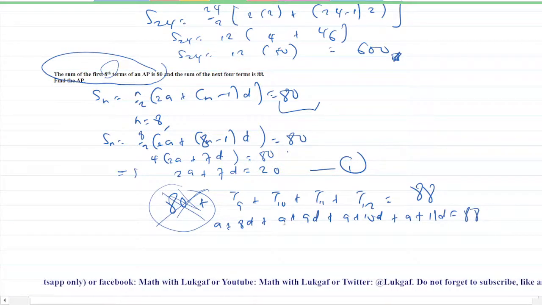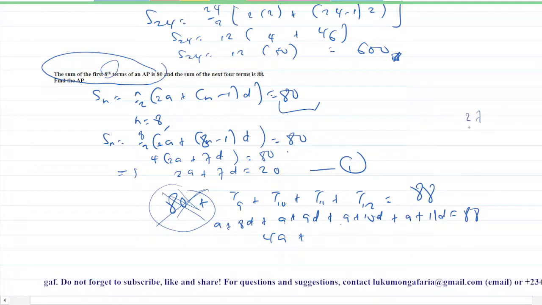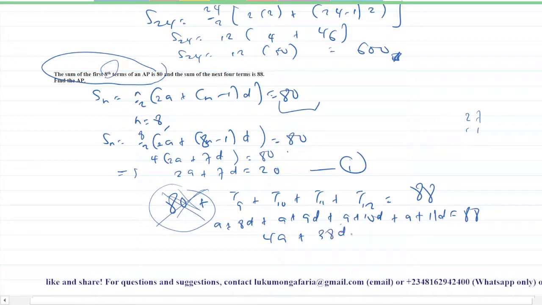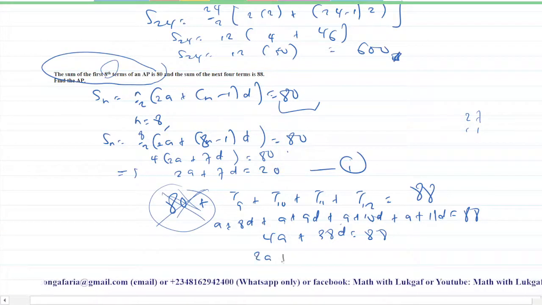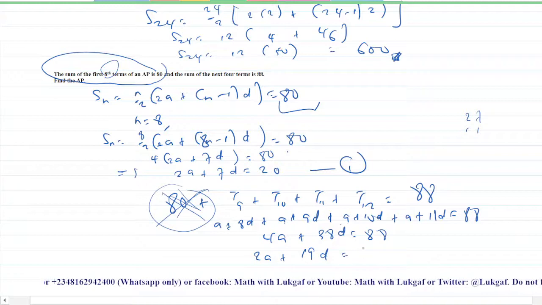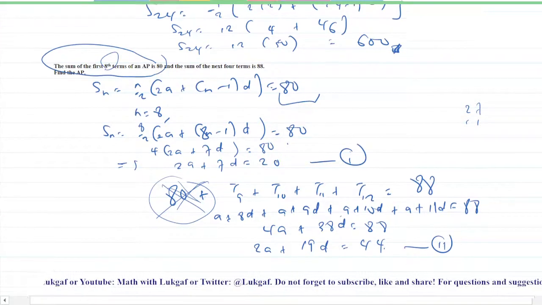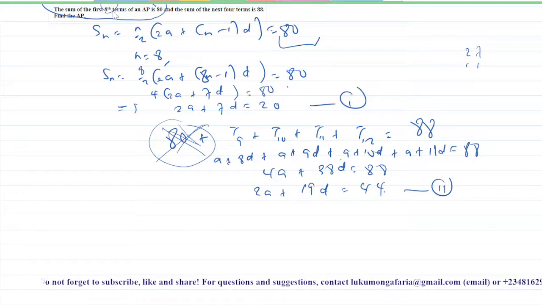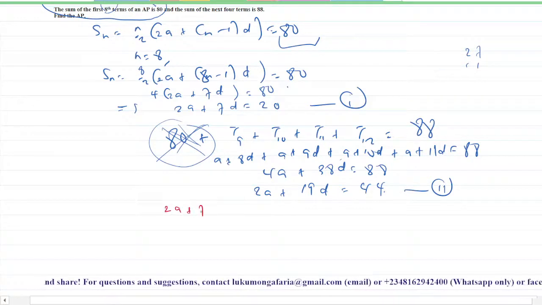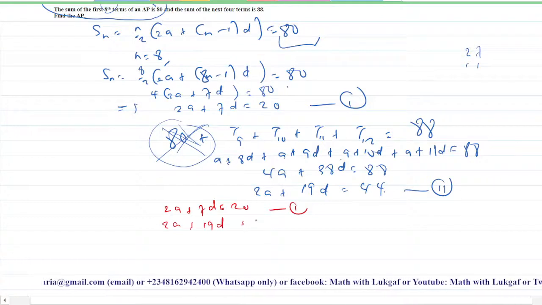If you collect the like terms, 1, 2, 3, 4, it is 4a plus 8 plus 9 is 17d, 17 plus 10 is 27d, 27 plus 11 is 38d, is equal to 88. 2 is common. You can divide through by 2. This will give me 2a plus 19d is equal to 44. Then you have your equation 2 here. Then you can combine equation 1 and 2 together. I'm going to have 2a plus 7d is equal to 20, then 2a plus 19d is equal to 44.